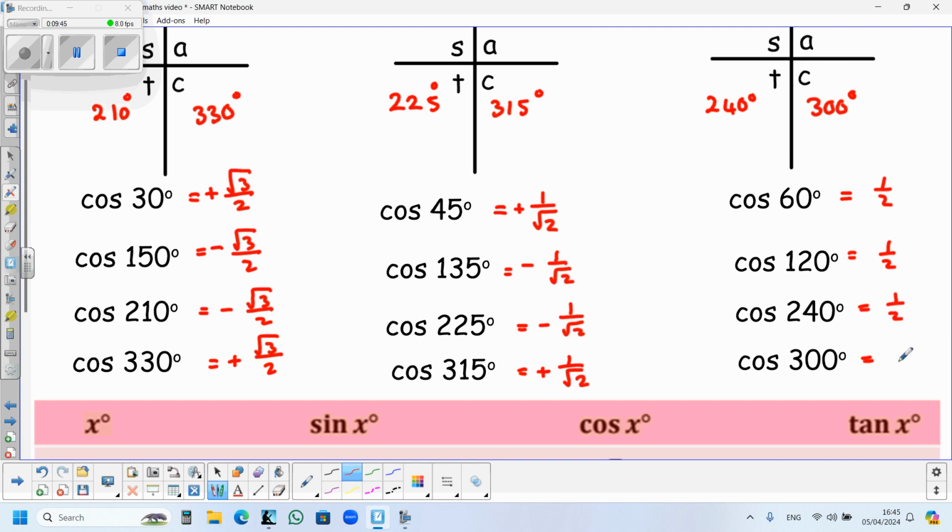So using a CAST diagram, which ones are going to be positive and which ones are going to be negative? Well, cos is positive in quadrant 1 and quadrant 4, so that one's a positive one, that one's a positive one, and those 2 are negative.